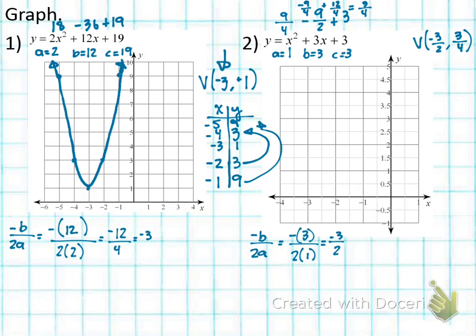So we're going to plot our vertex now. Actually, we're going to make our table. You see how crazy some of these get all of a sudden? So we got negative 3 halves, and our output is 3 fourths. Okay. Then we have to pick 2 smaller numbers and 2 bigger numbers. So what's one number that's a little bit bigger than negative 3 halves? By the way, what number is negative 3 halves? Negative 1 and 1 half.